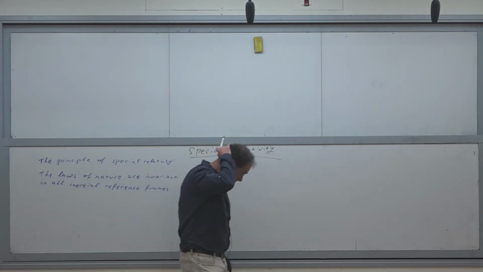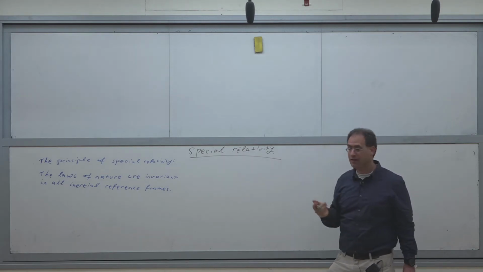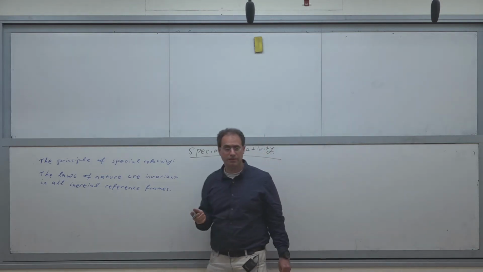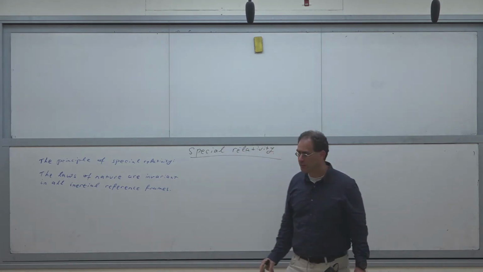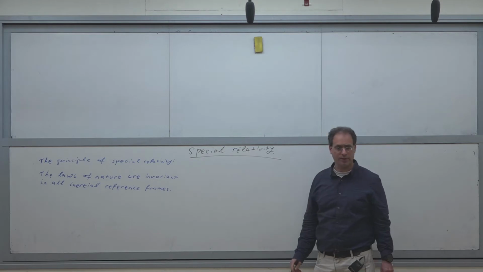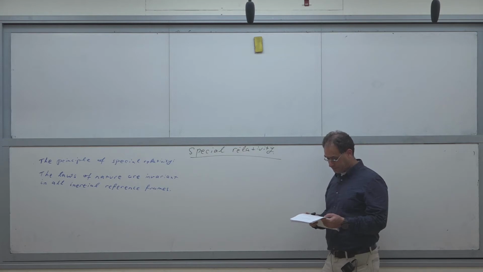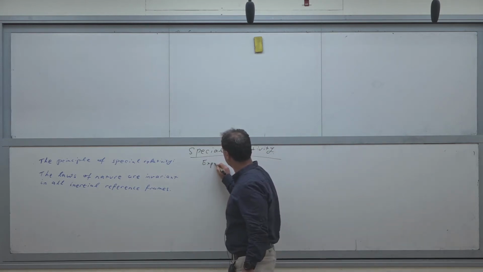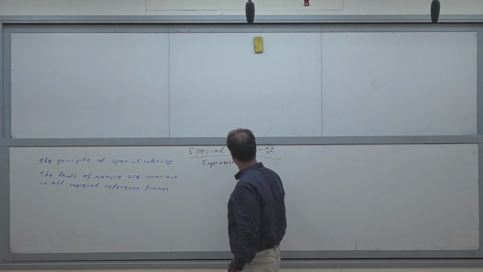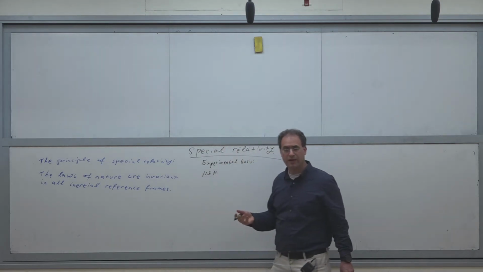And of course, the experimental basis for that is the Michelson and Morley experiment, which showed that the speed of light is constant for two observers, which may be moving with respect to each other at constant speed. This, of course, contradicts the Galilean transformation.